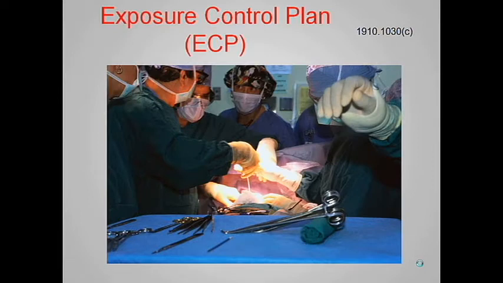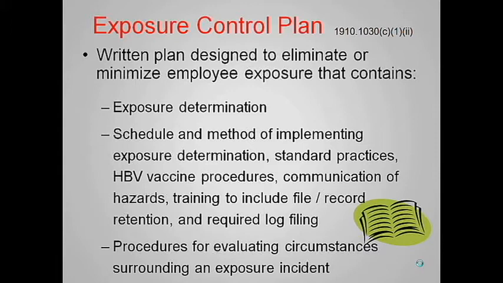Now we're going to discuss the emphasis of the OSHA standard, the 1910.1030 standard, with bloodborne pathogens, and that is the Exposure Control Plan, or commonly referred to as ECP if you're looking at any documents. This plan is designed to eliminate or minimize employee exposure. It contains the determination of how often exposures occur, the schedule and method of implementing exposure determination, standard practices, hepatitis B vaccine procedures, how we communicate those hazards, training files, record retention, etc. And then procedures for evaluating circumstances surrounding an exposure incident, which we're going to discuss.